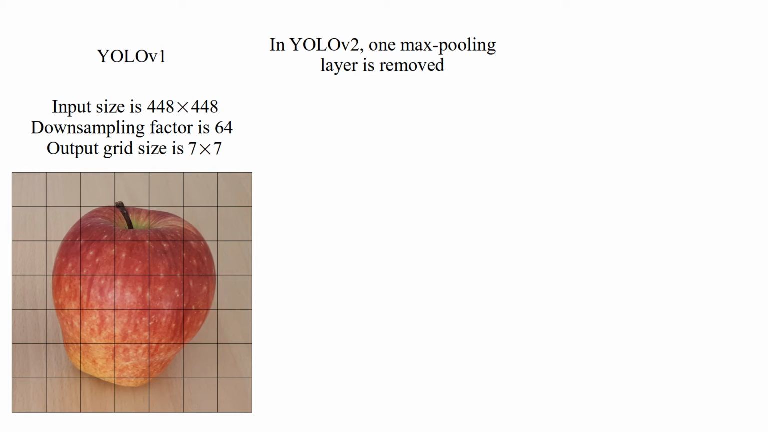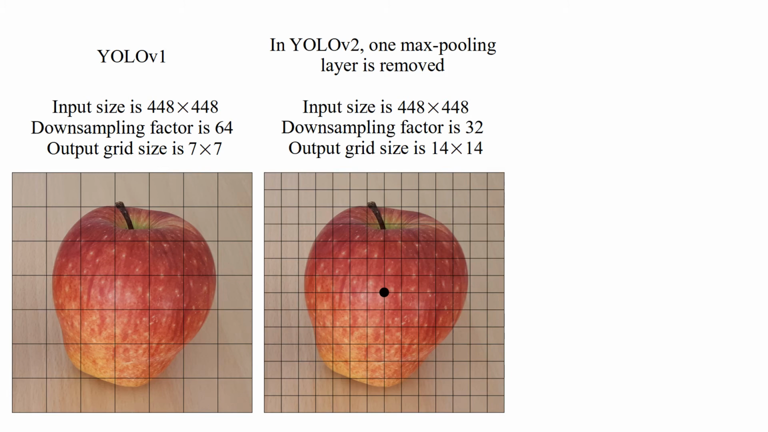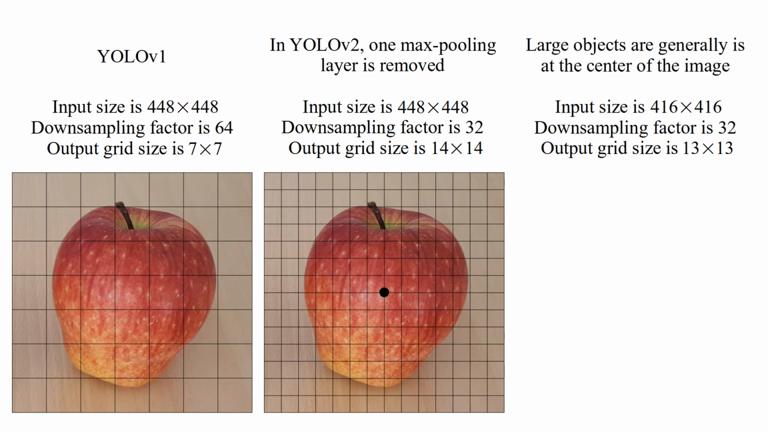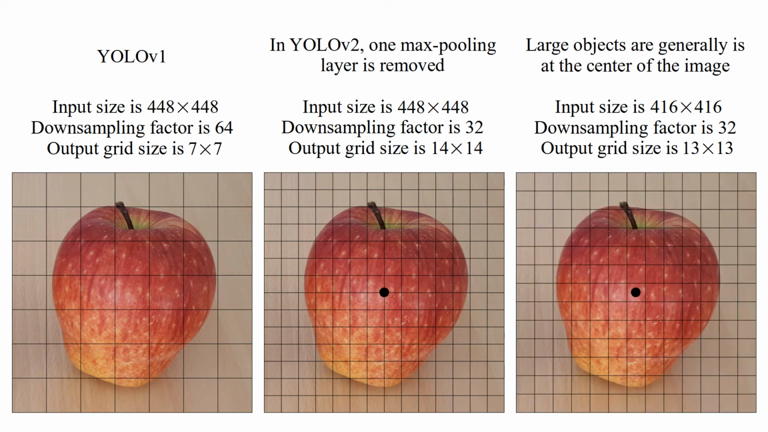In YOLO version 2, one max pooling layer is removed. Downsampling factor of YOLO version 2 is 32 and output grid size is 14 by 14. Large objects are generally at the center of the image, so it is good to have a cell at the center of the image. For this purpose, input size is reduced to 416 by 416 and output grid size becomes 13 by 13. This way, instead of four cells, there is one cell to predict a large object at the center.